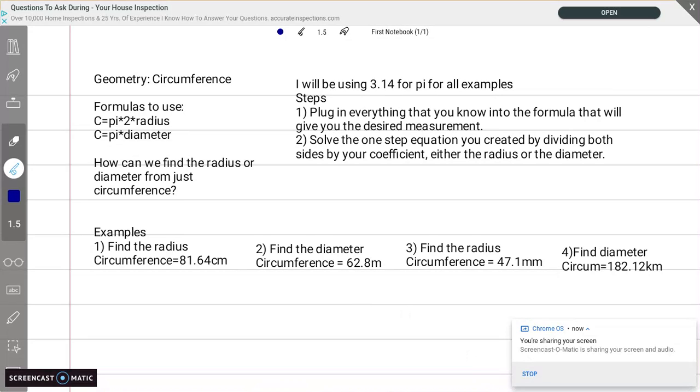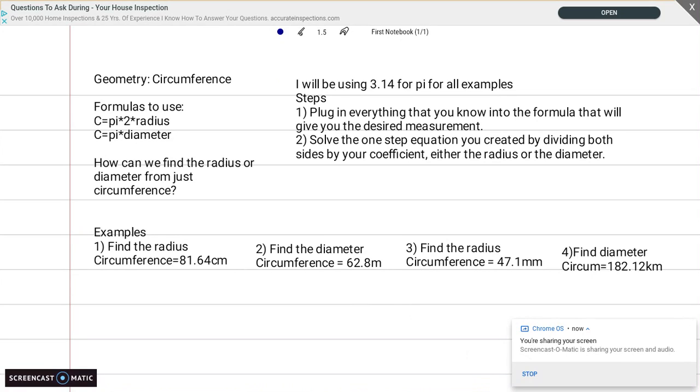So here I have 4 examples that we're going to try, and up here in the top right, I do have some things I do want to go over. I will be using 3.14 for pi for all of the examples. The other version of pi you can use that I've stated in my other circumference video is 22/7. But like I said, I'm using the decimal form today.